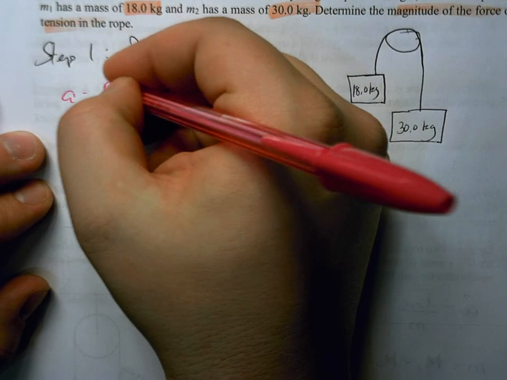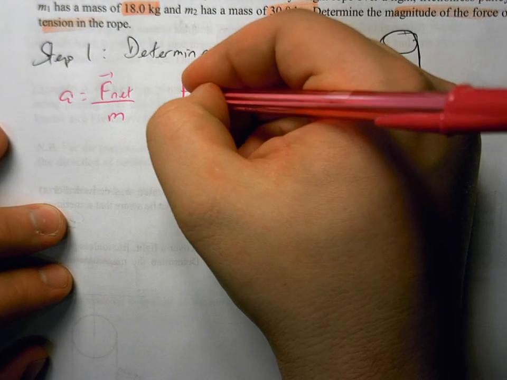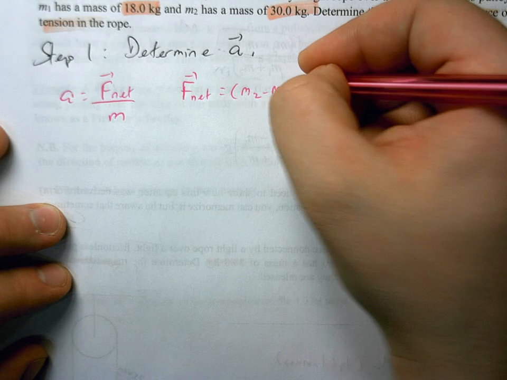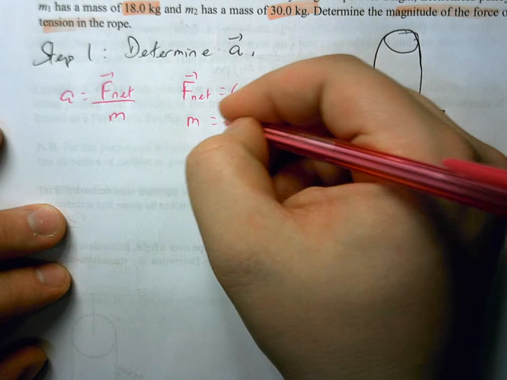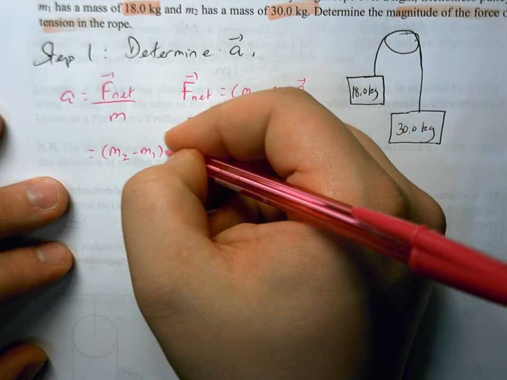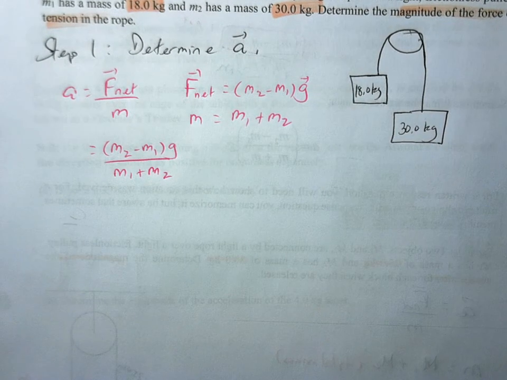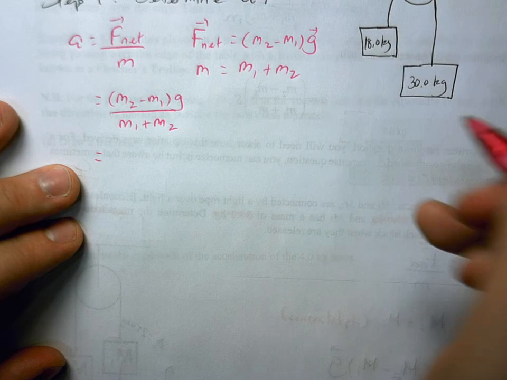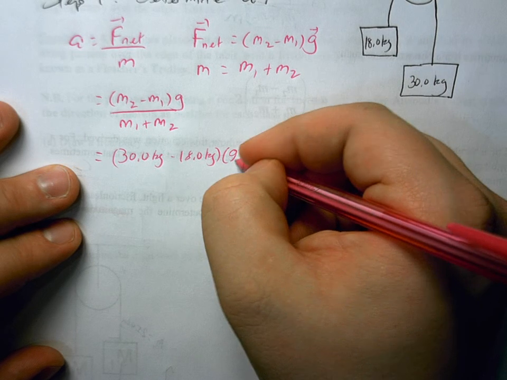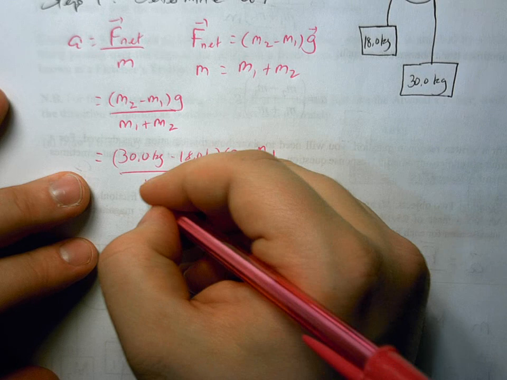So we know that the acceleration is the net force divided by the mass. Once again, we know that the net force is going to be that difference between the two masses times the acceleration due to gravity. And we know the mass is just the total mass of the system. So our acceleration is going to be m2 minus m1 times g divided by m1 plus m2. So once again, we're going to find that difference in mass. We're going to multiply that by 9.81 meters per second squared, and then we're going to divide this by total mass.